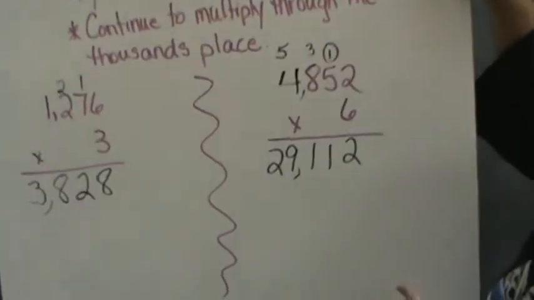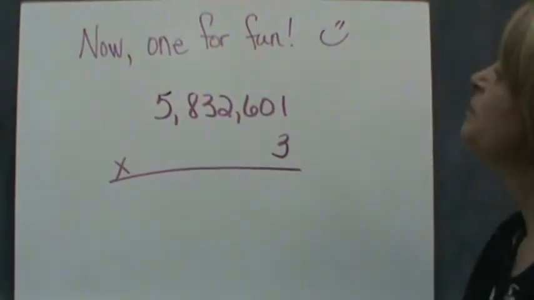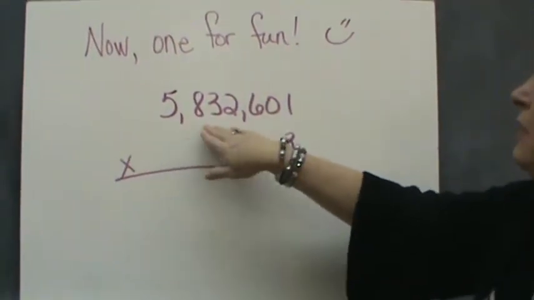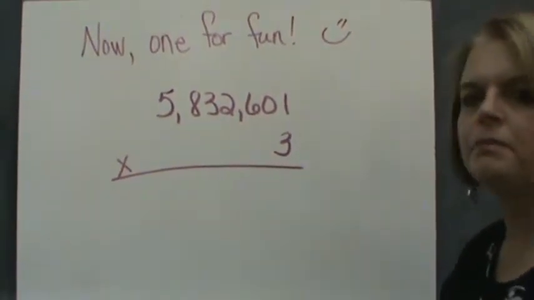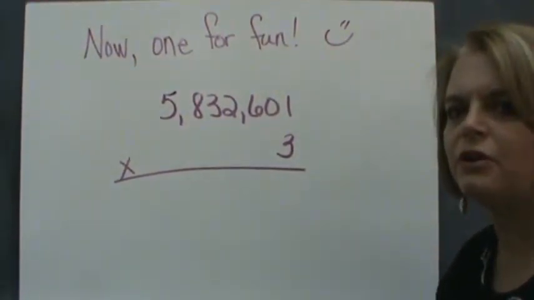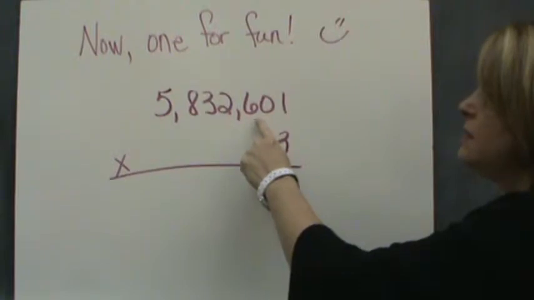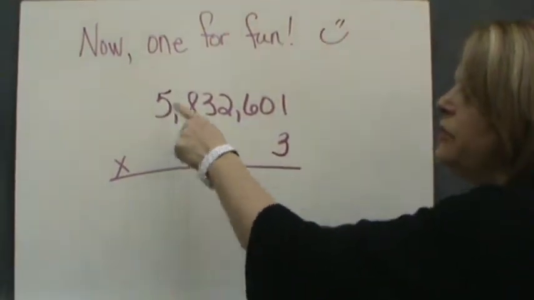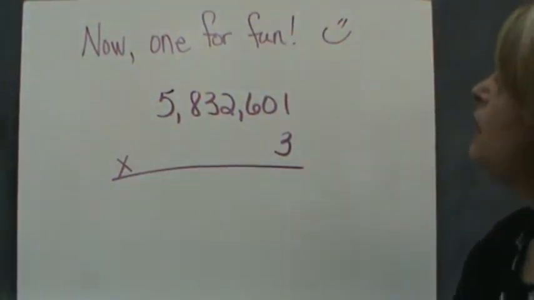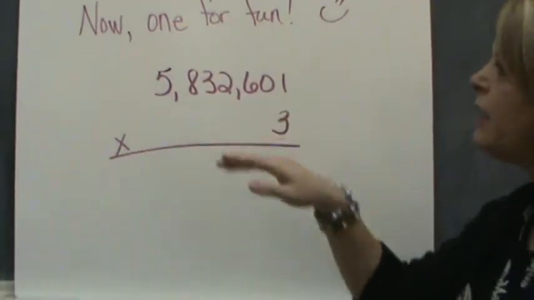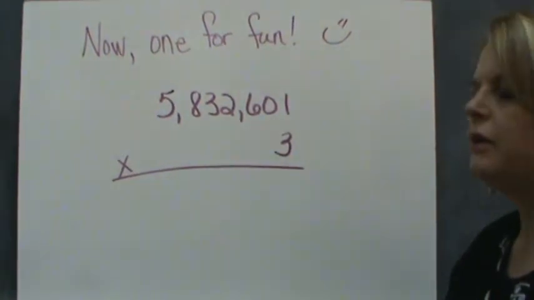All right, you ready for a challenge? You can do it. So just for fun, I want you to copy this down in your notebook. 5,832,601 times 3. Pause the video. See how you do with that. Remember, you're going to start in the ones place, then you'll move to the tens, the hundreds, and you just keep going until you've multiplied that last digit. All right, pause the video and give it a try.